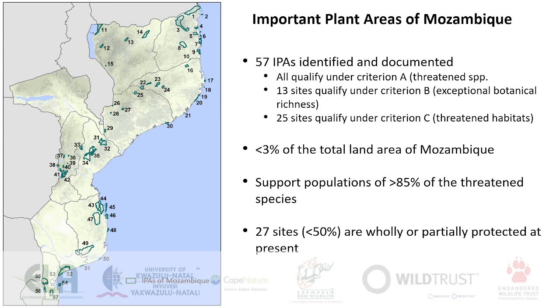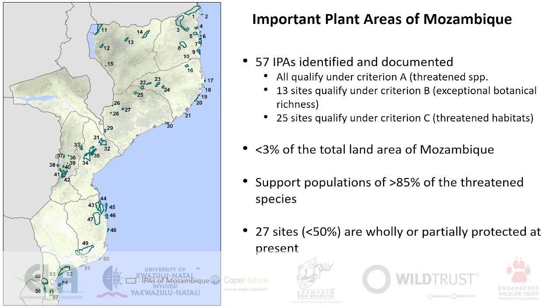These sites constitute less than 3% of the total land area of Mozambique, yet they support populations of approximately 85% of the threatened species. This demonstrates that through using the IPA network as a guide, significant conservation gains could be made by concentrating efforts within a relatively small area.